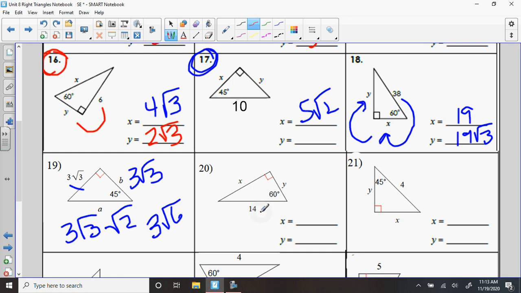20. That's a hypo. I'm going to the little leg, give me 7. Going to the big leg, multiplying it by radical 3, and I'm done. 7 radical 3. 21 is another special case. Hypo is a whole number on a 45, 45, 90. Divide it by 2, give it a radical 2. That is the answer to both legs.